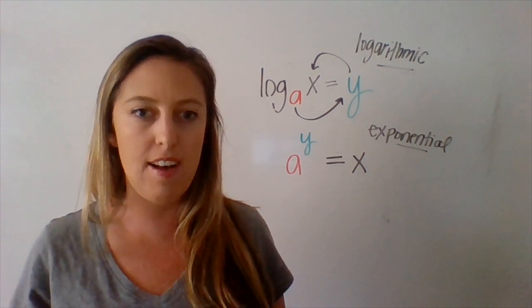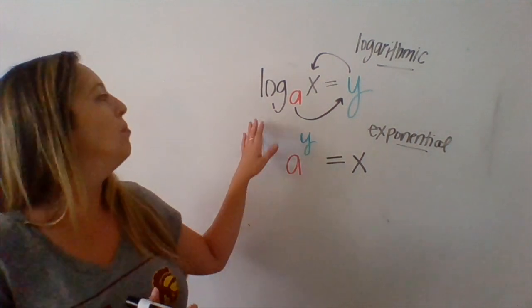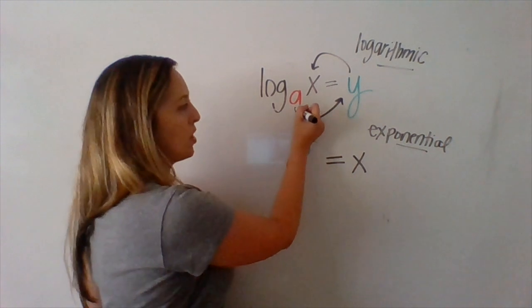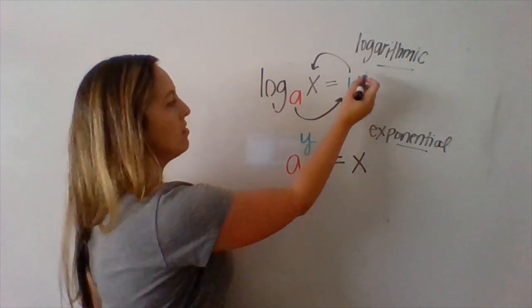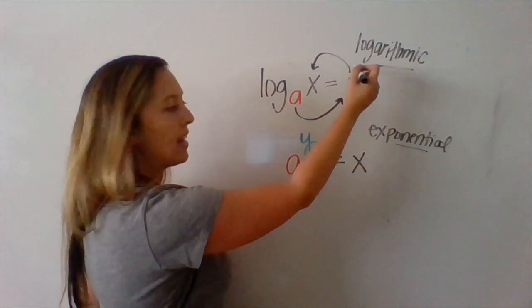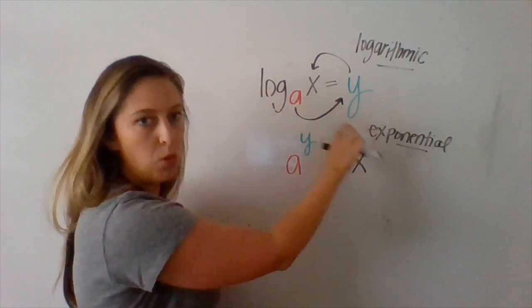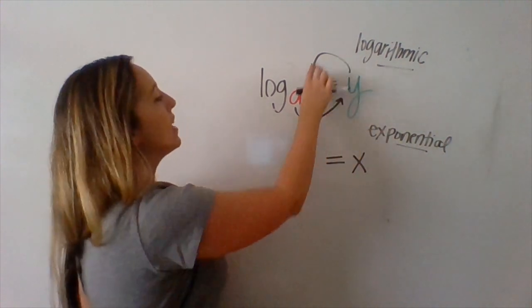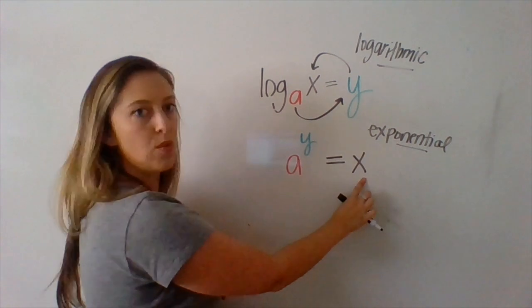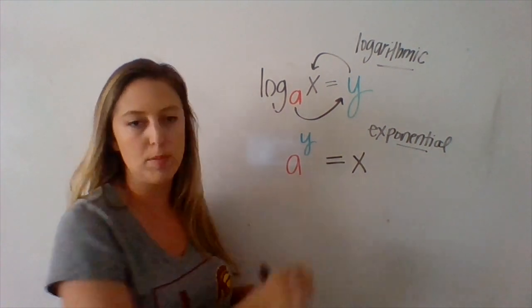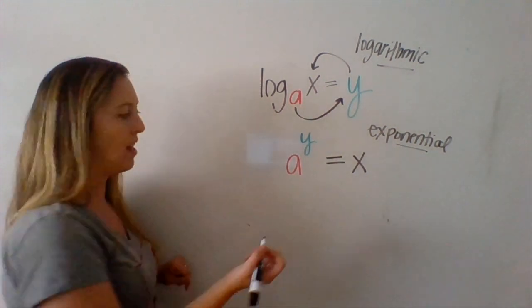So we'll look at a couple of example problems. But when we're rewriting this, start with your base. You're going to wrap it around to what's on the other side of the equal sign, and that becomes your new exponent. So equals exponent. And then it comes back around, and your argument is going to become what you're solving for in your exponential. Okay? So let's look at another example.